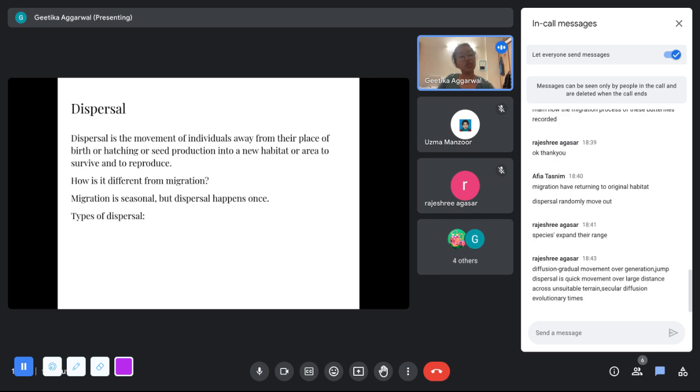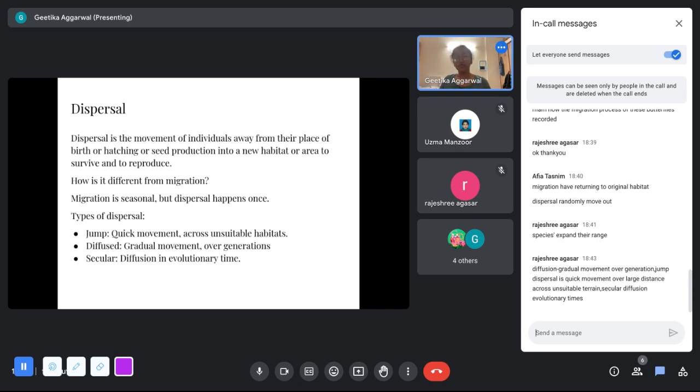Diffusion, which is a gradual movement over generations. Jump dispersal, quick movement over large distances across unsuitable terrain. Secular diffusion, evolutionary times. Correct. You are entirely correct. So these are the three different types of dispersal.